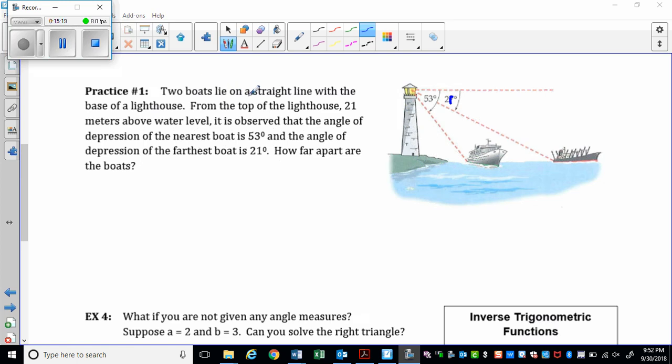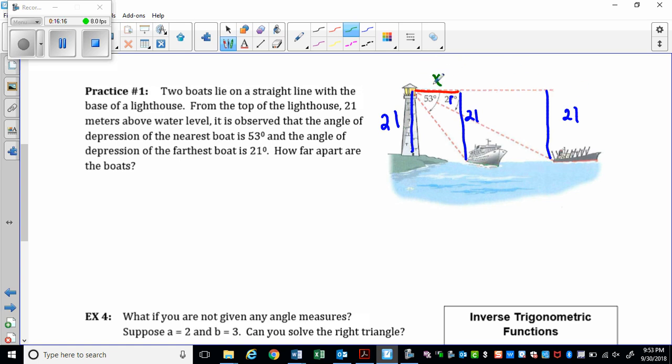So the two boats lie on a straight line with the base of a lighthouse. From the top of the lighthouse 21 meters above the water level. So this is 21. So that means that this triangle that we see right here, this side is 21. And this triangle that we see right here, ooh, this is also 21. Okay, how far apart are the boats? So this is going to be my goal. I need to find the base, or this side of the little triangle, right? And then I need to find this whole side of the big triangle. And then what I'm going to do is subtract them to find just how far away these boats are from each other. That's going to be my goal.